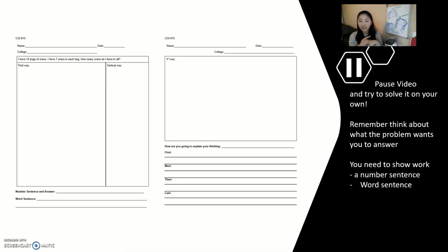On this page is what you're doing it on. So right now, pause the video. You need a number sentence, a word sentence, and also try to explain your thinking in the first, next, then, last. First, I drew the bags, or first, I did this. First, I did this with this number. You want to be able to tell me how I would draw it for you on the board when we're doing CGI. And I know I try to lead you a lot, but I really want you to think about it. What did you do first?